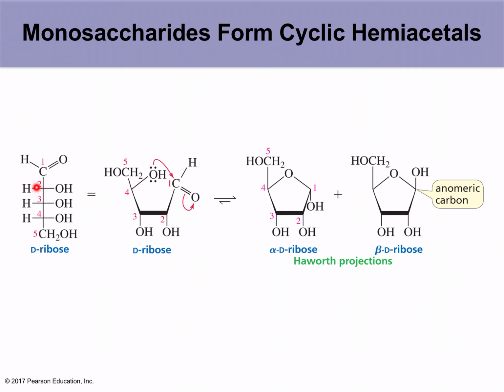Carbon 2, OH to the right goes down. OH to the right goes down. And then the fourth one, we need this oxygen to form the bond, and then the other group as a convention stays up. So we form the alcohol group over here, and if it is facing down, alpha D ribose, facing up, beta D ribose, at the anomeric carbon. So these are 2 anomers of D ribose, and this is a 5-membered ring.